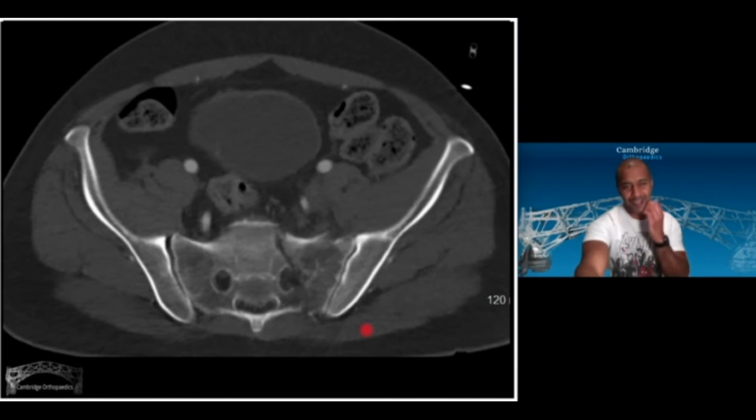Alright, here we got a pretty interesting fracture pattern. And there are lots of clues on this CT scan. Okay, so let's go through it. Right. This CT scan is slightly awesome. So we have a Denis zone 1 extending into 2. Full thickness, complete lateral compression fracture here.